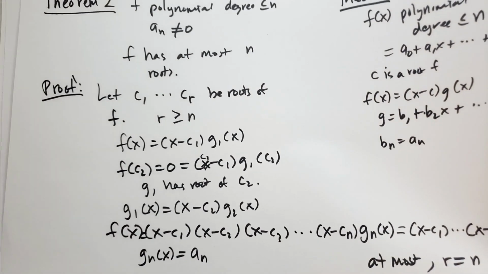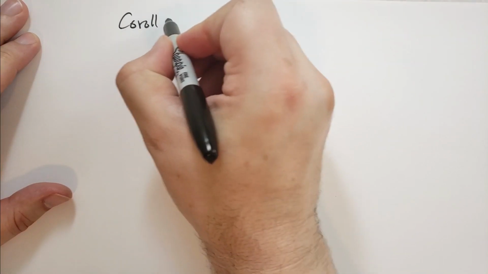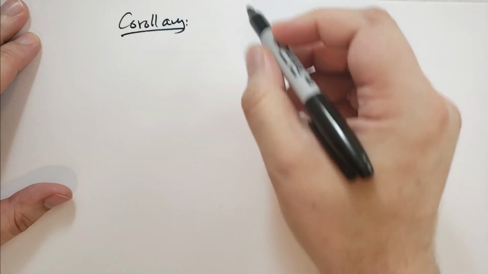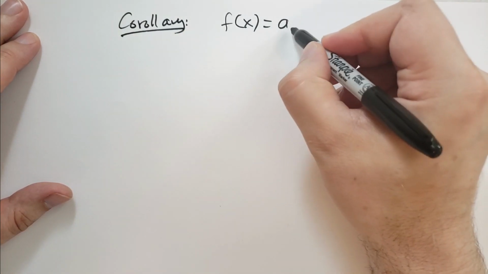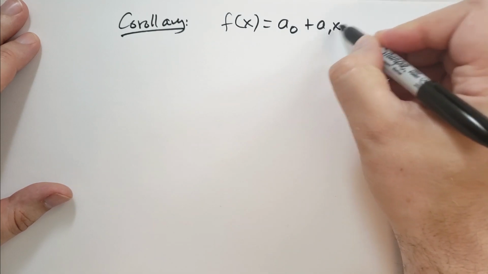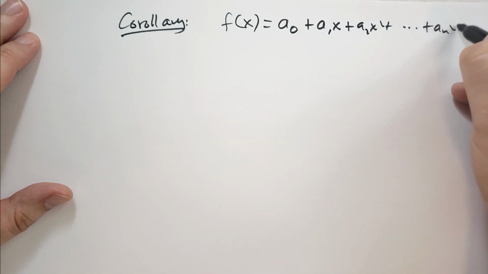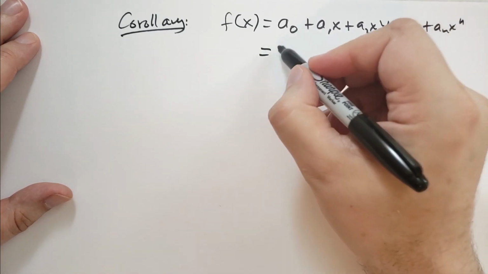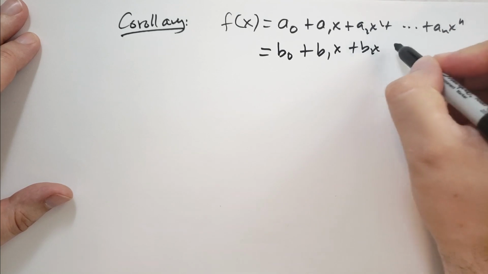There's a corollary here, and the corollary says, let's suppose that we could rewrite f in two ways. So we can say f of x is a0 plus a1 x plus a2 x squared plus dot dot dot all the way up to a n x to the n. We could also rewrite this with a different set of coefficients.